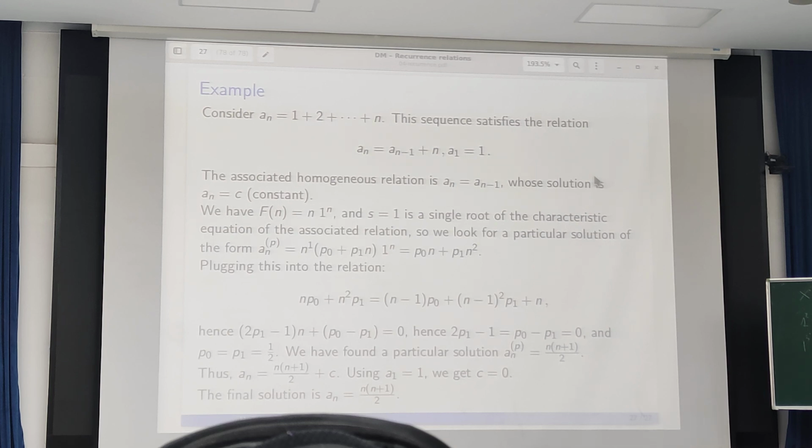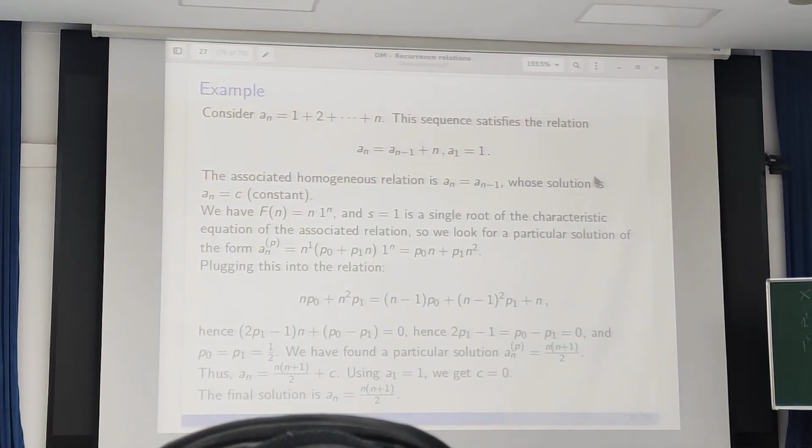And in the tutorial classes, you will do some exercises like this one, and you will see that after maybe 2 or 3 attempts, you will find that it is actually quite simple. Okay? So are there any questions?